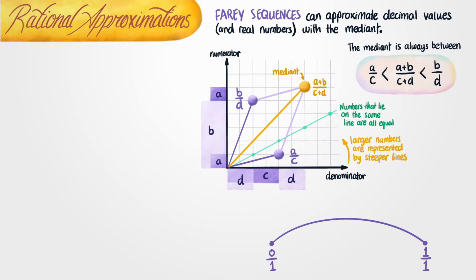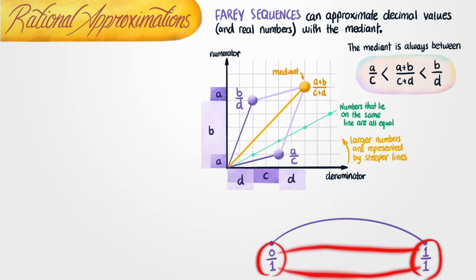I want you to imagine that you were trying to approximate a number that you knew was between the number 0 and the number 1. Keep in mind that 0 over 1 is just 0. Well, if you started by trying to find the mediant of 0 over 1 and 1 over 1, you would get a number that's guaranteed to be between them. The mediant of these two numbers would just be 0 plus 1 on the top, which is 1, and then 1 plus 1 on the bottom, which is 2. So the number you're after is just 1 over 2.